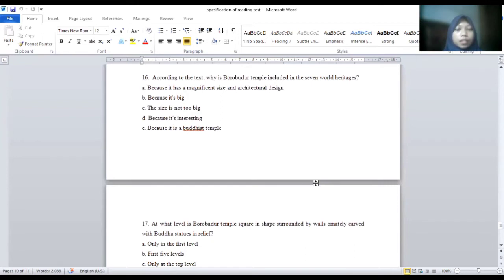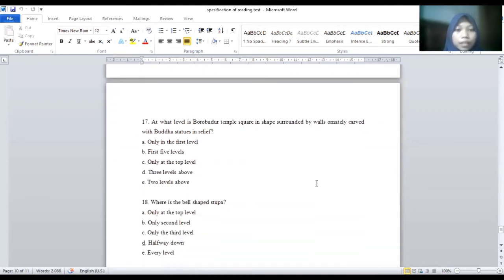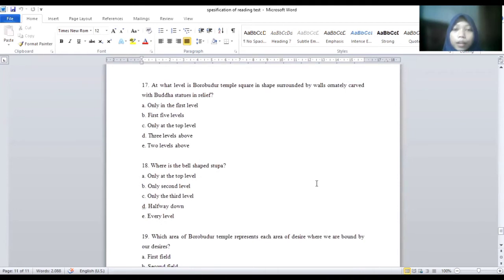Question number 16 is, according to the text, why is Borobudur Temple included in the 7 World Heritage? And the next question is, at what level is Borobudur Temple square in shape, surrounded by walls, ominously carved with Buddha statues in relief?